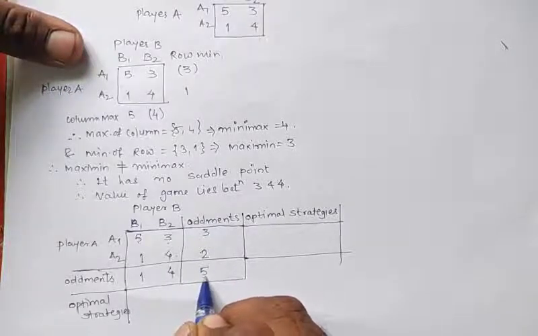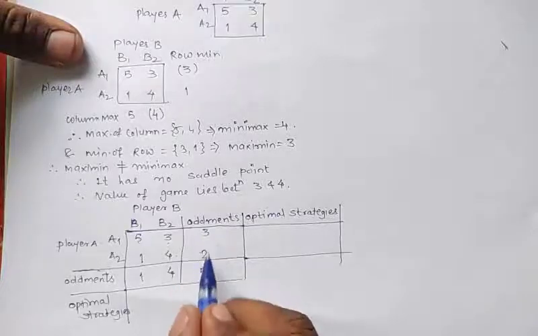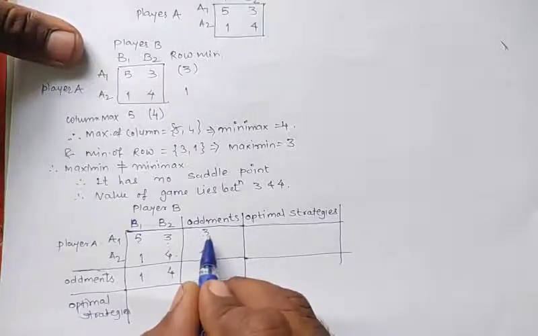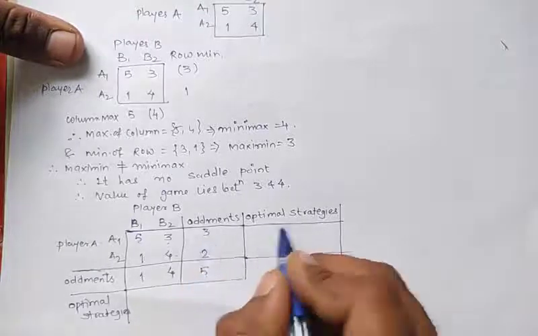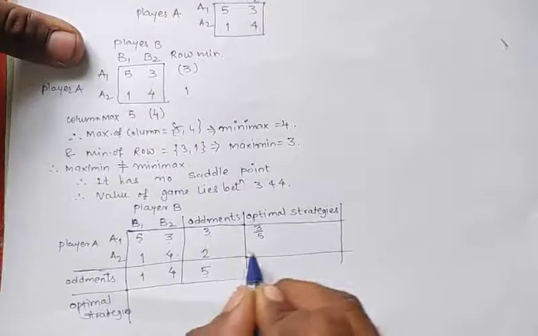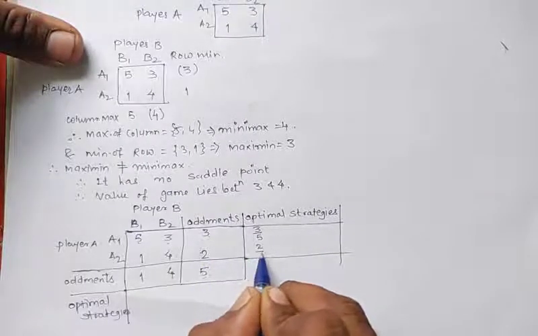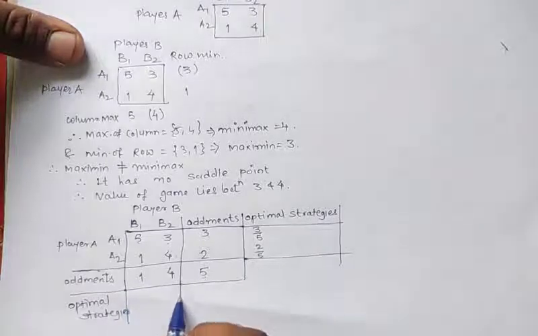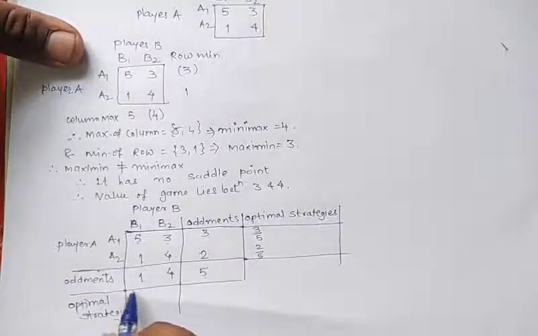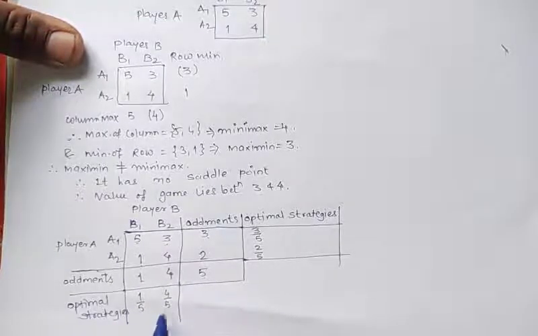Now next, find the optimal strategies. We divide each oddment by the addition of oddments. So we divide 3 by the addition of oddments, 3 upon 5, which is 3 by 5. Here 2 upon 5. And here we divide 1 by 5, and here 4 by 5.